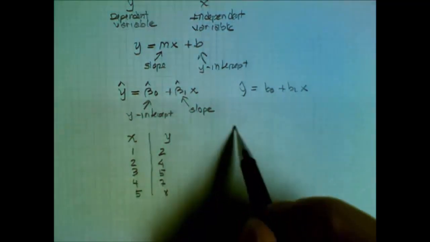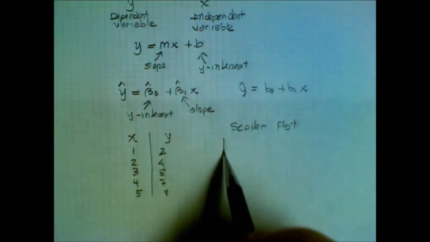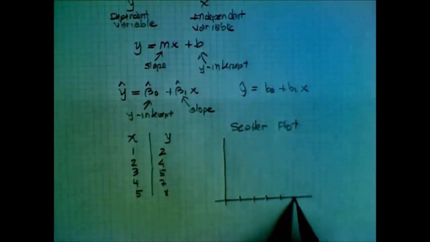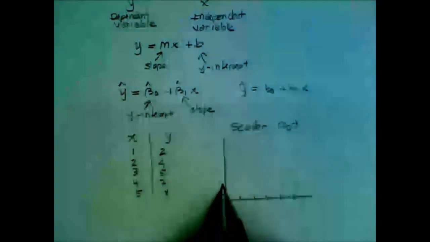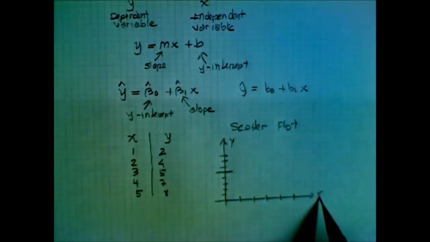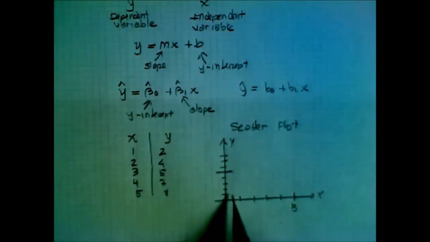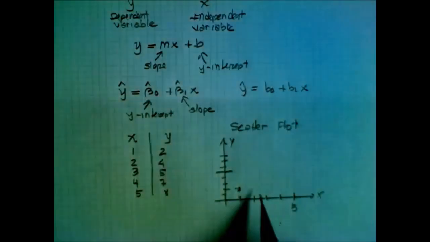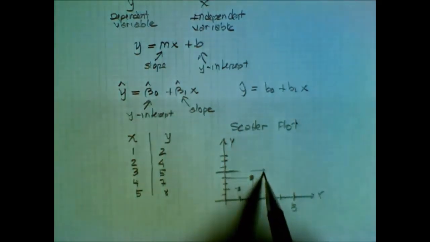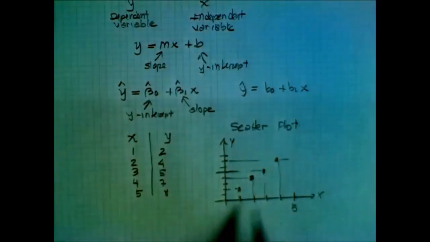Okay, so to give us an idea of what relationship there might be between x and y, what we will do is what is called a scatter plot. That's what we're going to do. We're going to represent 1, 2, 3, 4, 5 on the x-axis, and we're going to have in here 1, 2, 3, 4, 5, 6, 7, 8 on the y-axis. Okay. So for x equals 1, we get y equal to 2. For x equals 2, we get 4. For 3, we get 5. For 4, we get 7. And for 5, we get 8.